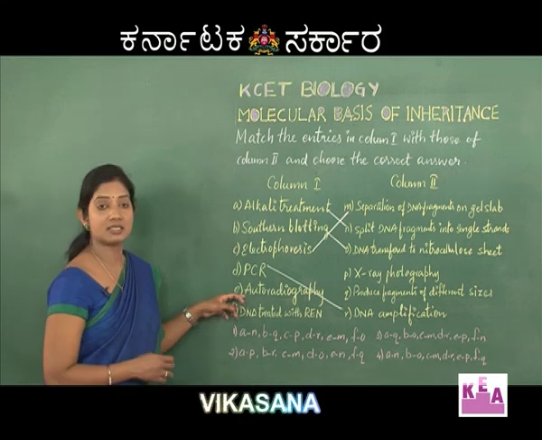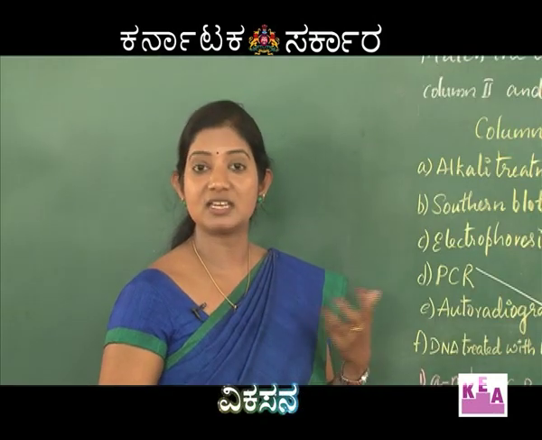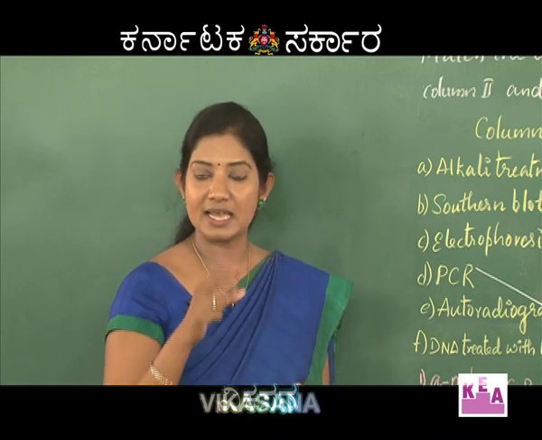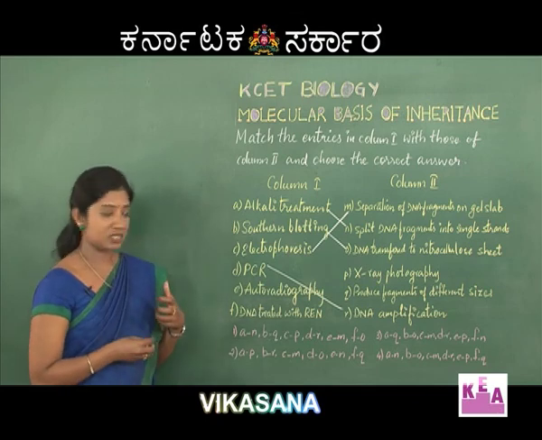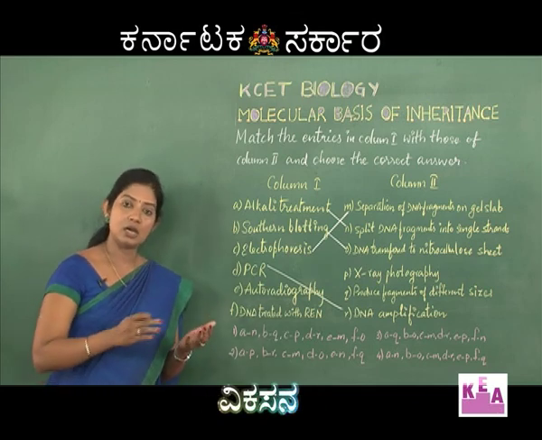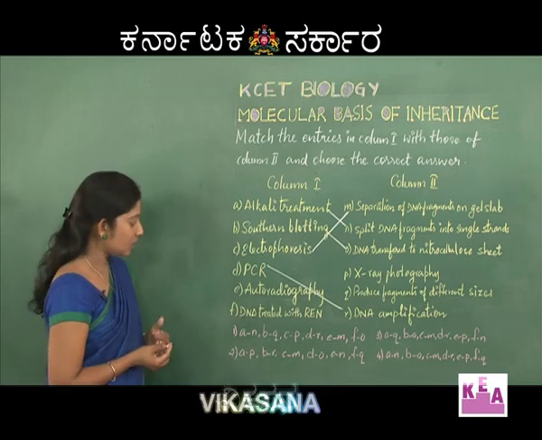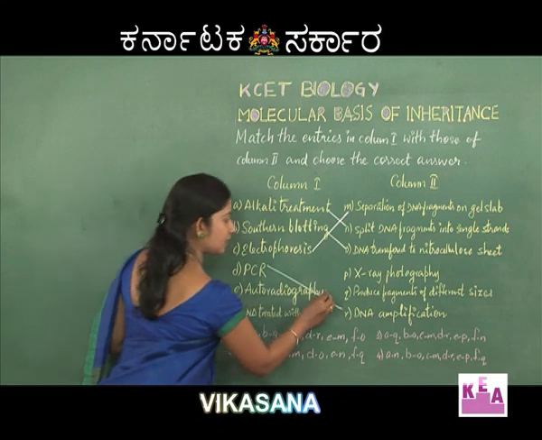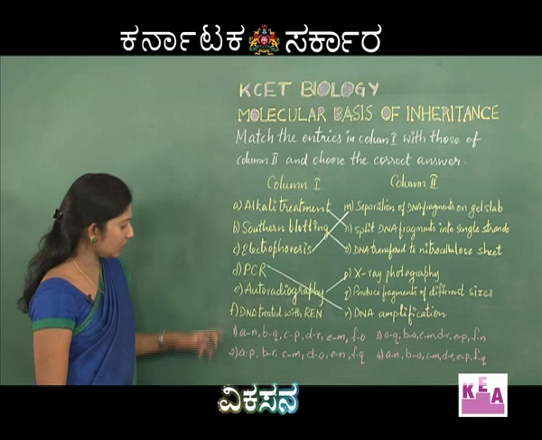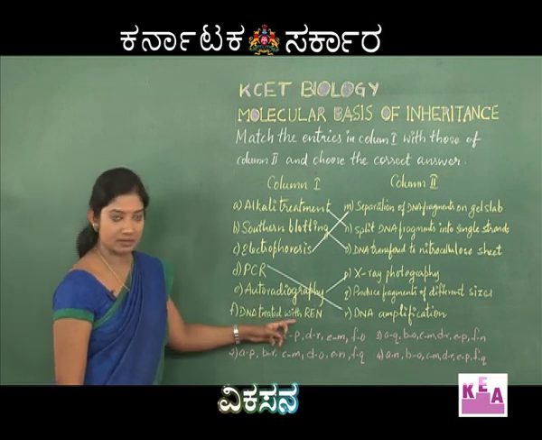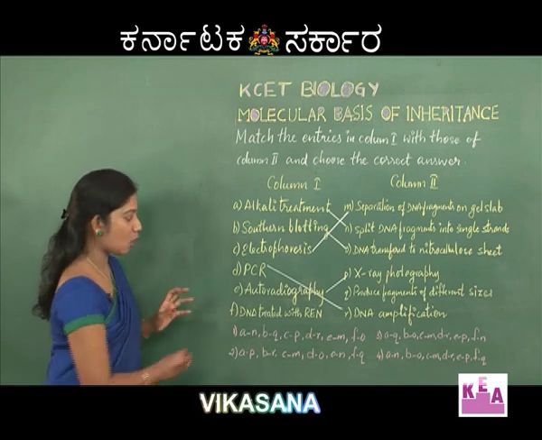Autoradiography forms the last step of DNA fingerprinting, where the DNA fragments are exposed to X-ray films so that barcode-like structures are obtained, which will later be compared with the fingerprints, and an individual will be identified. So autoradiography is nothing but exposing the DNA fragments to X-ray photographic plates. Then DNA treated with REN: this is done so that the DNA can be split into small fragments.